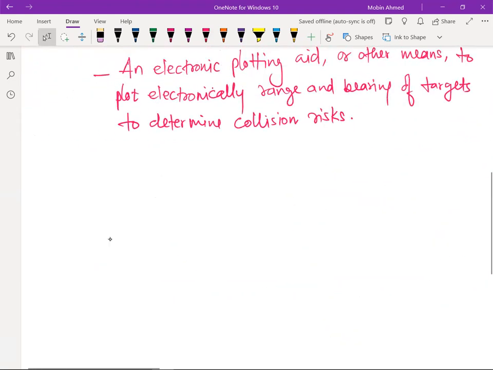Next is all ships of 500 GT and upwards.